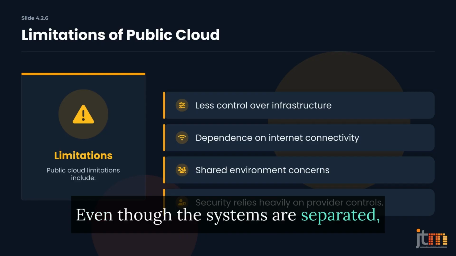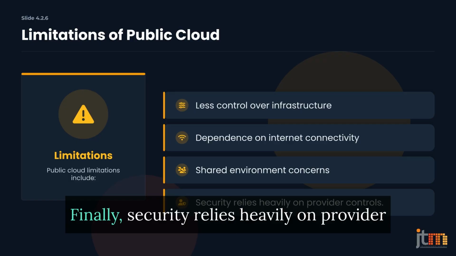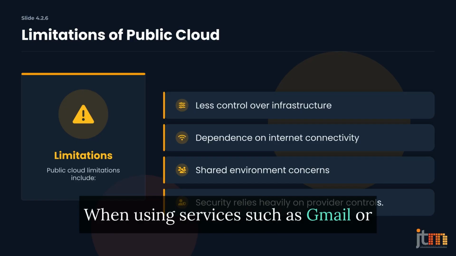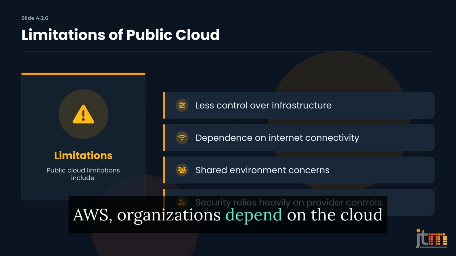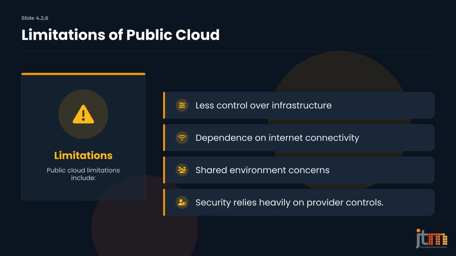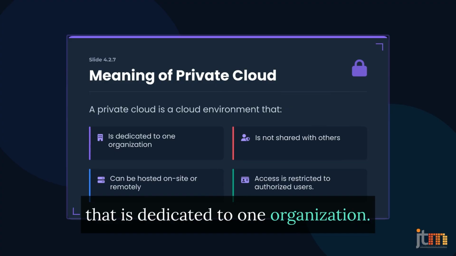Even though the systems are separated, some organizations may worry about performance during heavy usage. Finally, security relies heavily on provider controls. When using services such as Gmail or AWS, organizations depend on the cloud provider to manage security and protect the infrastructure. A private cloud is a cloud environment that is dedicated to one organization.